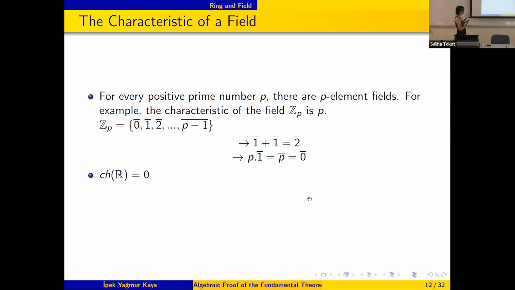And the characteristic of the field of real numbers is equal to 0, because if you take 1 and add it to itself a certain finite number of times, then you just get bigger and bigger in the reals. So there's no finite number of times that you can get 0 back again in the reals. The complex numbers are just even bigger than the real numbers, so it's the same for them.